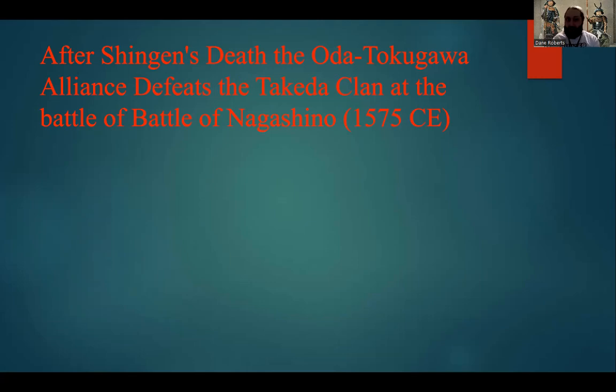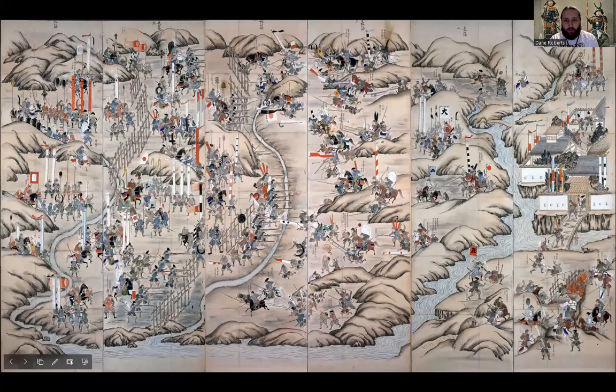And so, after Shingen's death, the Oda Tokugawa alliance would reinvade Takeda territory and would defeat the Takeda clan at the Battle of Nagashino in 1575 CE. So only 2 years after Takeda Shingen's death. And here is the Battle of Nagashino, which you see right here.